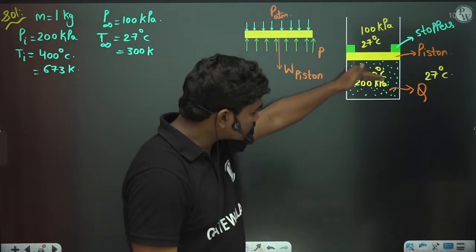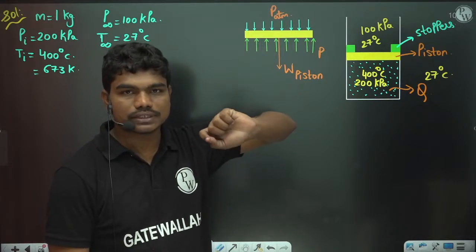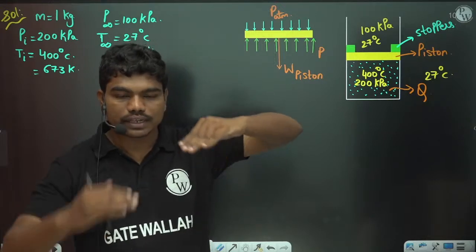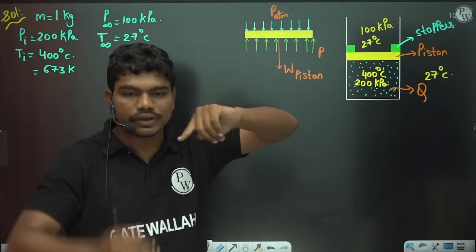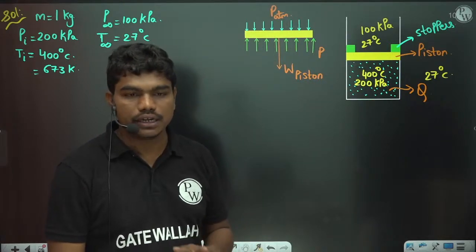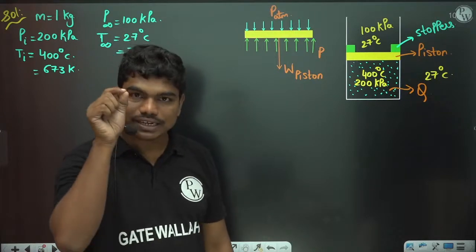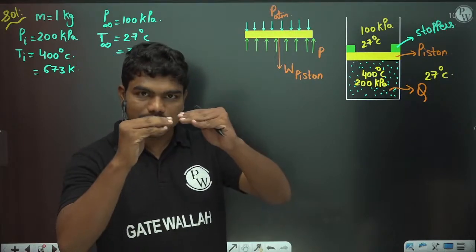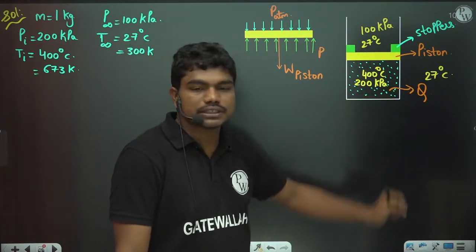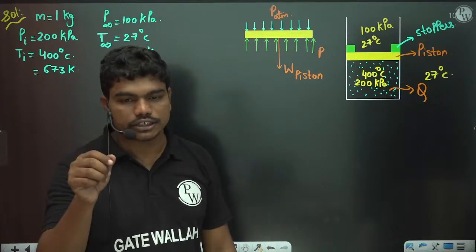If this piston has to come down, we will neglect the stoppers' reaction, because I'm talking about the point of disconnecting. At the point when the piston slightly starts moving, the contact between the stoppers and the piston is lost. That's why I'm not taking the stoppers' reaction, because my intention is to calculate the pressure at which the piston starts moving, and just when it starts moving, the contact between the stoppers and the piston will be lost.